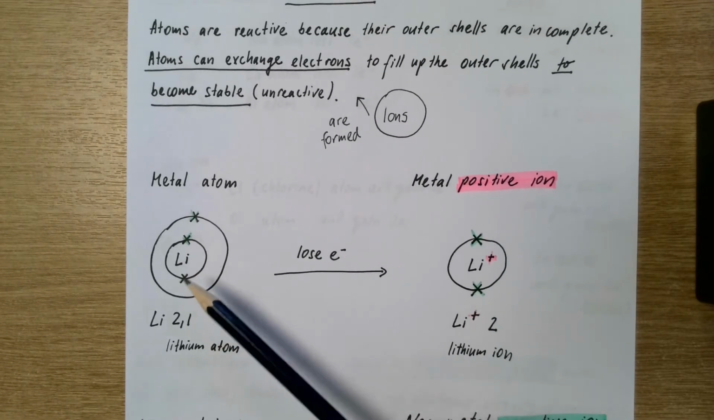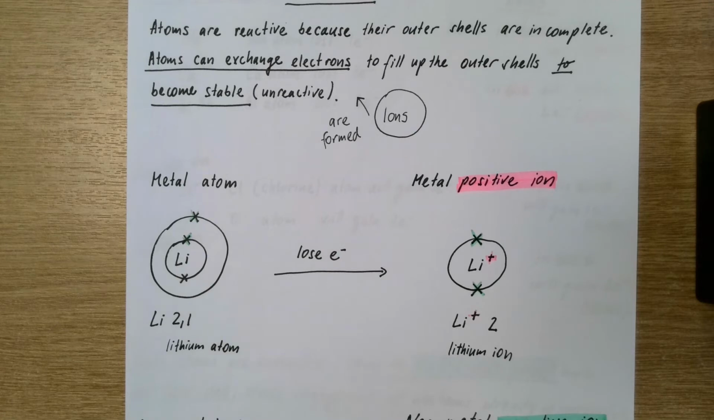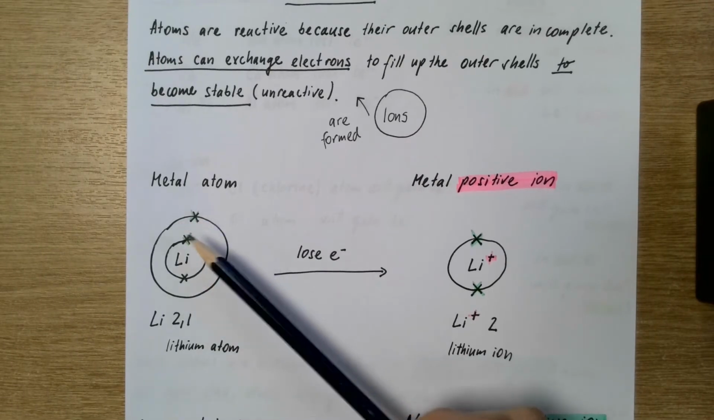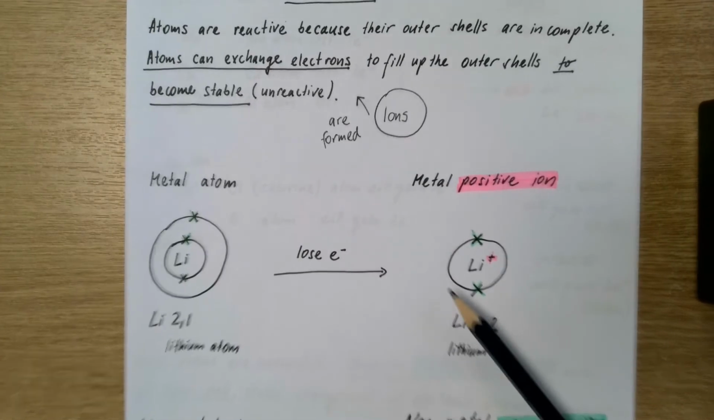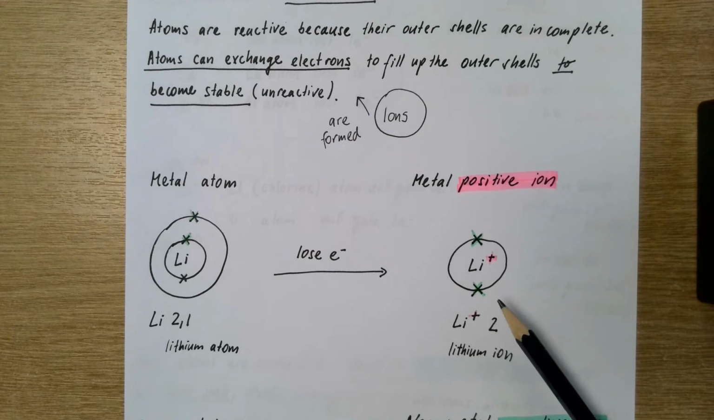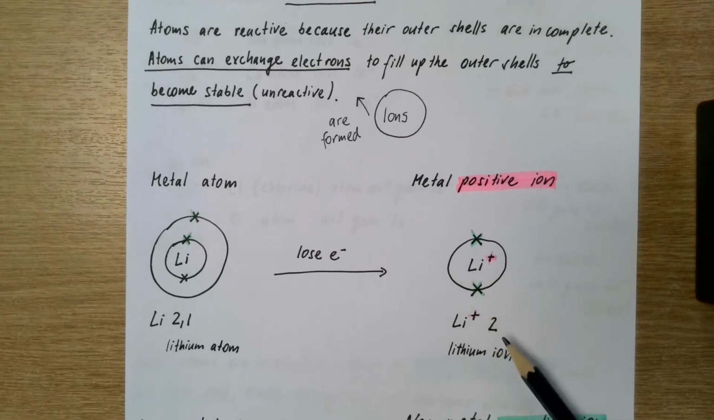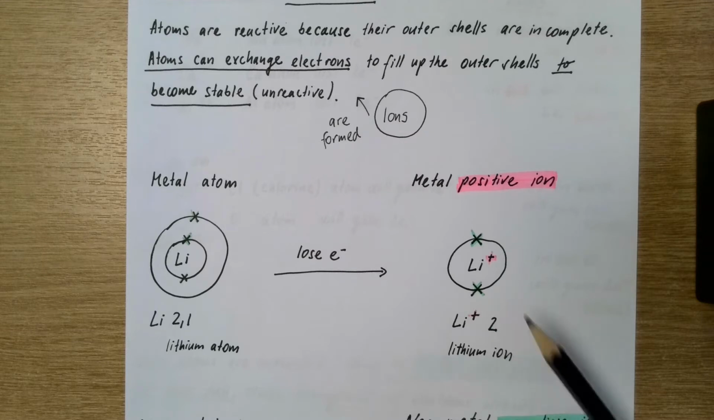So here we've got a lithium atom with the electronic structure 2,1. That means we've got 2 electrons on the first shell and 1 electron on the outer shell. It will lose this electron and actually lose this shell to become stable. So now we have a lithium ion. It is a positive +1 charge ion. So the electronic structure is only 2 electrons on the first shell, which is actually its outer shell as well. But this lithium ion is stable now.